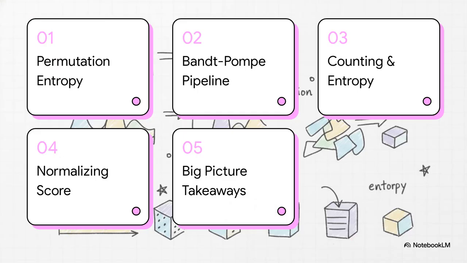Okay, let's dive into this. Here is our roadmap for the journey. First, we'll meet permutation entropy. Second, the Bandt-Pompey pipeline. Third, counting and Shannon entropy. Fourth, normalizing the score. And finally, some big picture takeaways.